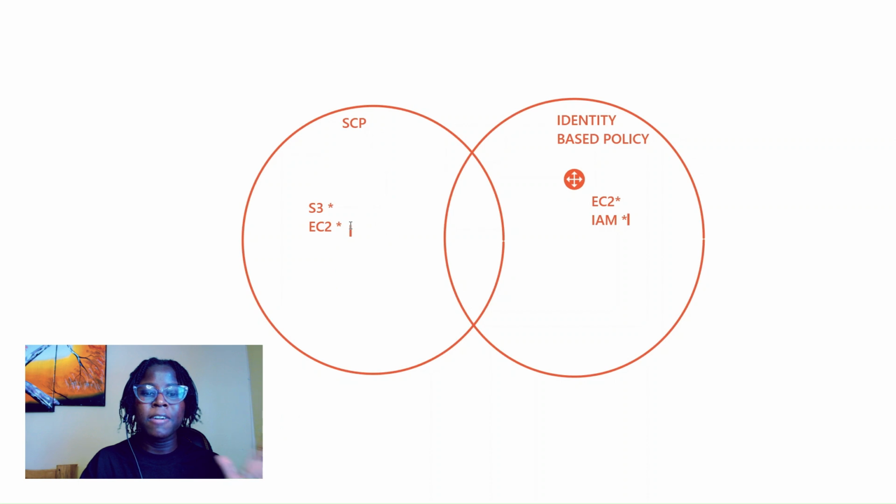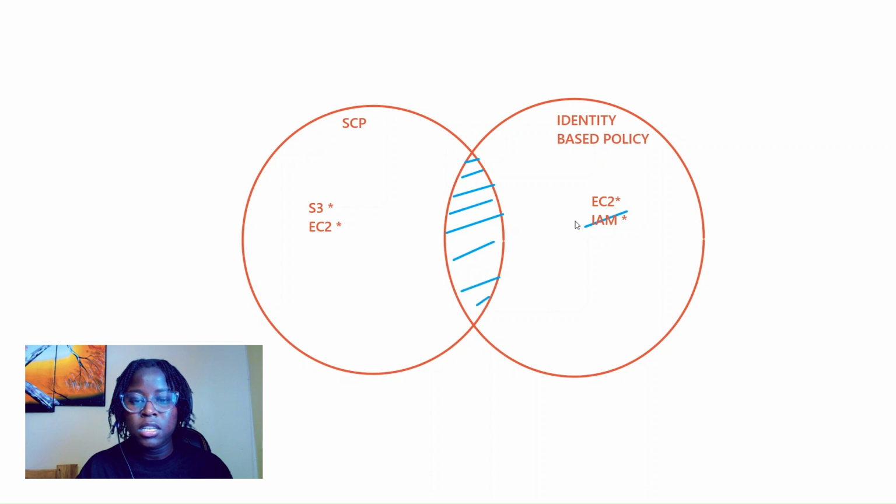Remember, the service control policy defines the maximum amount of permissions. So what will happen in this case, first things first, is IAM will not be allowed because even though it's attached to a specific identity, the maximum set of permissions that the service control policy has offered is Amazon S3 full access and EC2 full access. So we are getting to the middle. Only the permissions that are allowed by both the identity-based policy and the service control policy will be allowed. So in this case, it will be EC2.